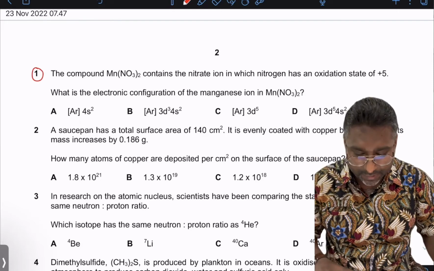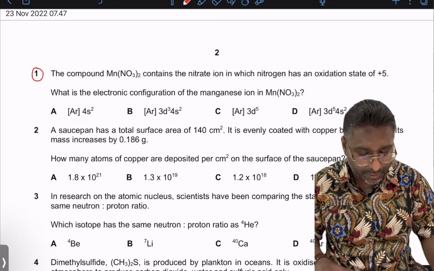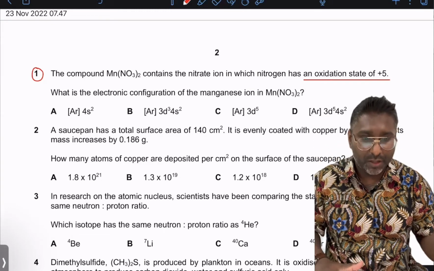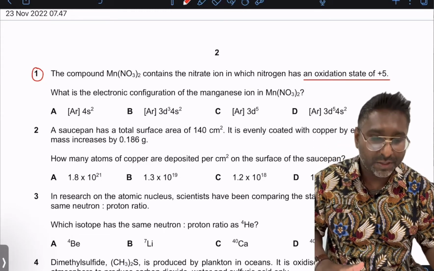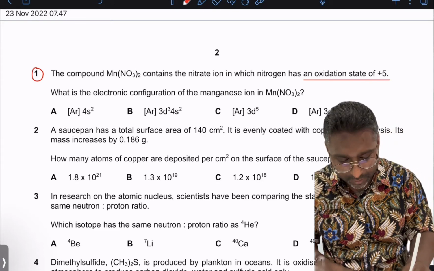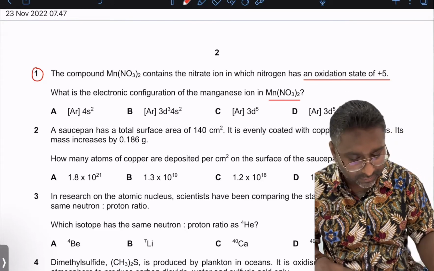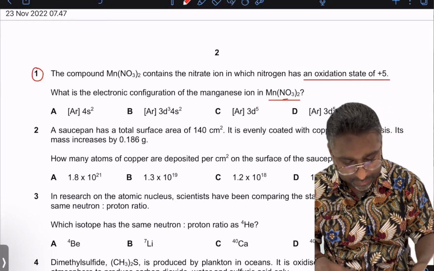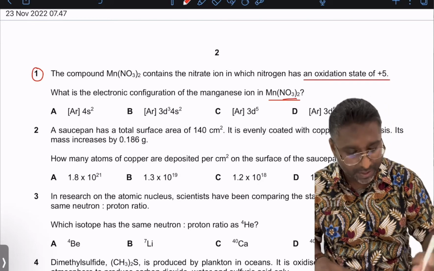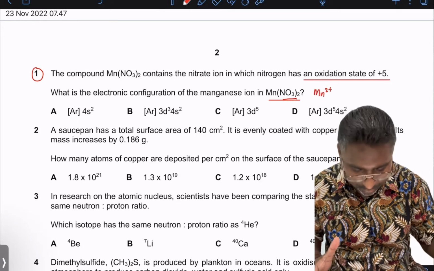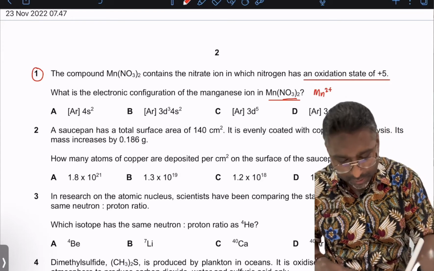If you look at the first question, they say that the compound contains nitrate ion, with nitrogen oxidation state 5. If you want to calculate using this information, please do, but there are different ways to get this. If you know nitrate is -1, Mn is always going to be +2. But if you are not sure, you can calculate.